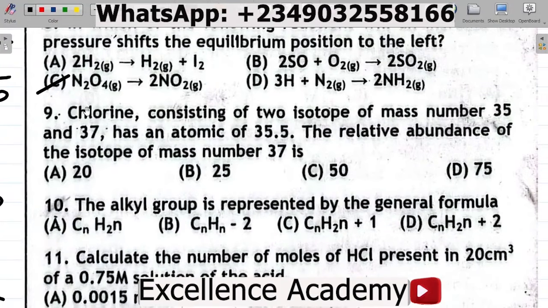All right. Question number 9. Question 9 says chlorine consisting of 2 isotopes of mass number 35 and 37 has an atomic mass of 35.5. The relative abundance of the isotope of mass number 37 is A 20, B 25, C 50, D 75. So how do we solve this question?